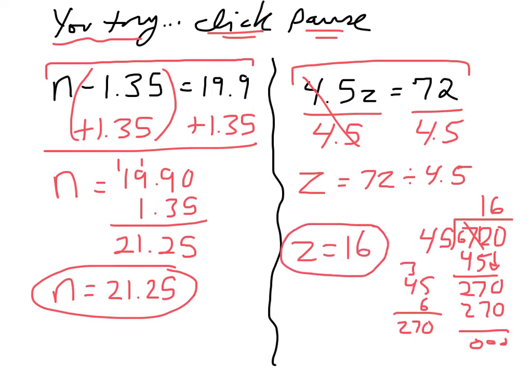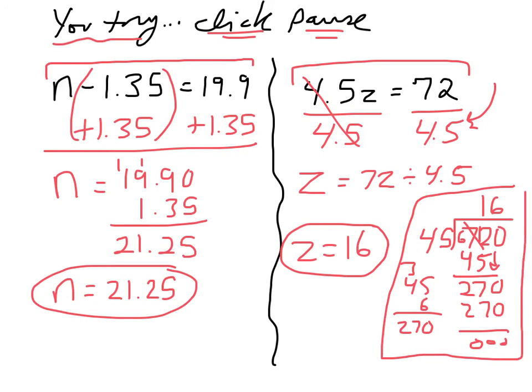How'd you do? Again, if you were trying to divide both sides by 4.5, that's a good step. If your mistake was in the division, then you need to practice and work on long division.